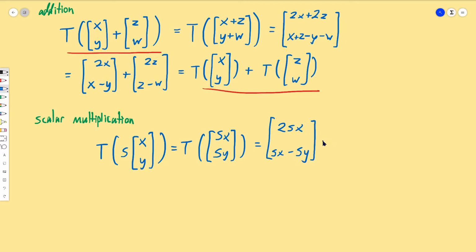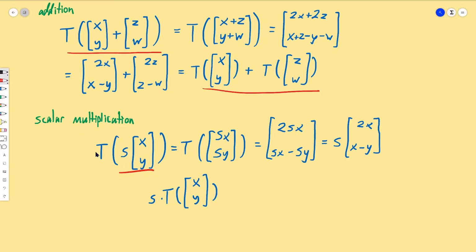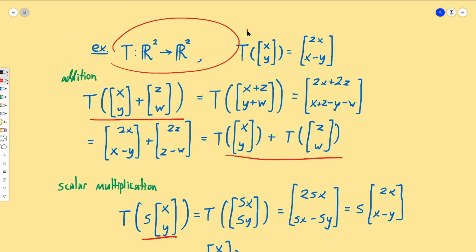Now I can factor out s from this. That's s times the vector (2x, x minus y), but that's exactly s times T applied to the vector (x, y). And so we can see that when we multiplied this vector by the scalar s and then applied the map T to it, it was the same thing as first applying the map T to it and then multiplying it by the scalar s. So scalar multiplication and addition are both preserved, and therefore T is a linear map.